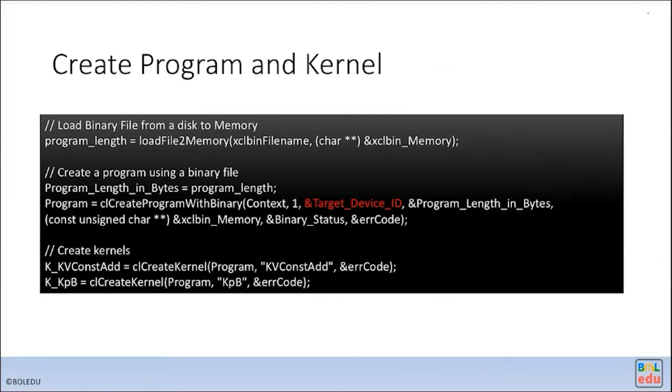Okay, and next we create a program, a kernel function. The whole kernel is compiled into an xclbin file, so you basically load the file into system memory. Then you create a program object. The program object is created from this file image data in the system memory.